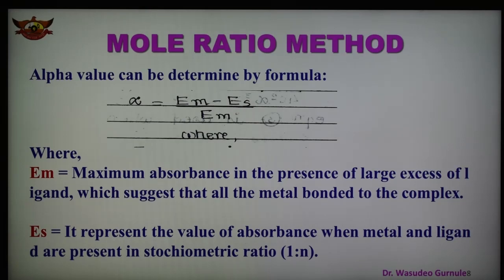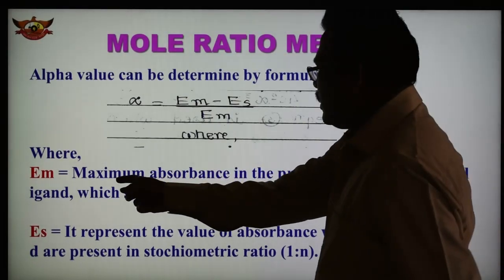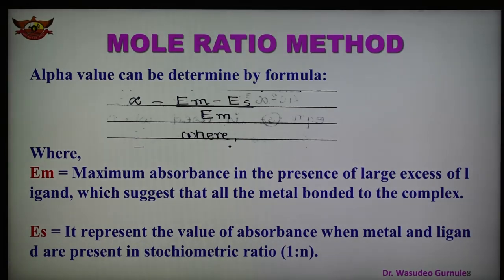So what is the formula? Alpha is equal to EM minus ES upon EM, where EM is the maximum absorbance in the presence of a large excess of ligand, and it suggests that all the metal is bonded to the complex. So again, what is EM? EM is the maximum absorbance in the presence of excess ligand, which suggests that all the metal is bonded to the complex. So this is the value of EM.